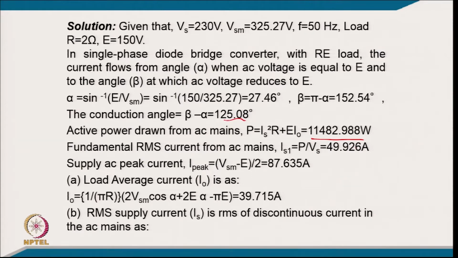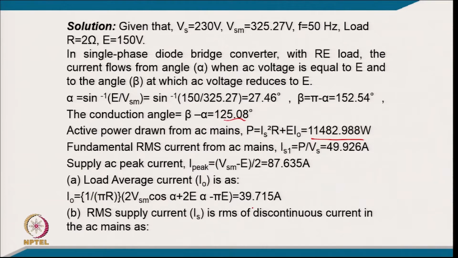The fundamental RMS current drawn from AC mains will be P upon Vs, that is 49.93 ampere. And the supply AC peak current will be Vm minus E, because it is only flowing for that period, divided by 2. So, the peak current will be the peak voltage of supply minus E divided by 2, because the resistance there is 2 ohm. So, it comes 87.635, and the load average current you can calculate from the waveform which is shown in the previous slide.